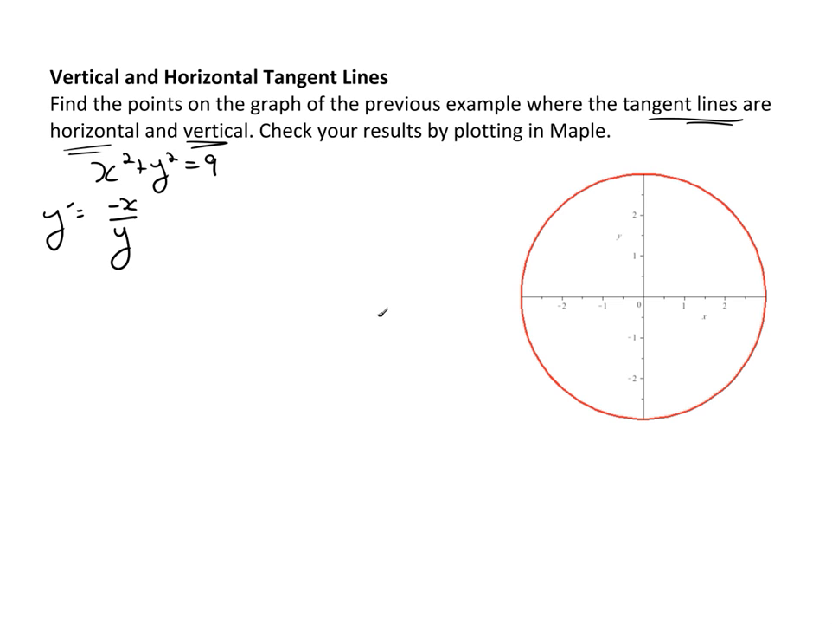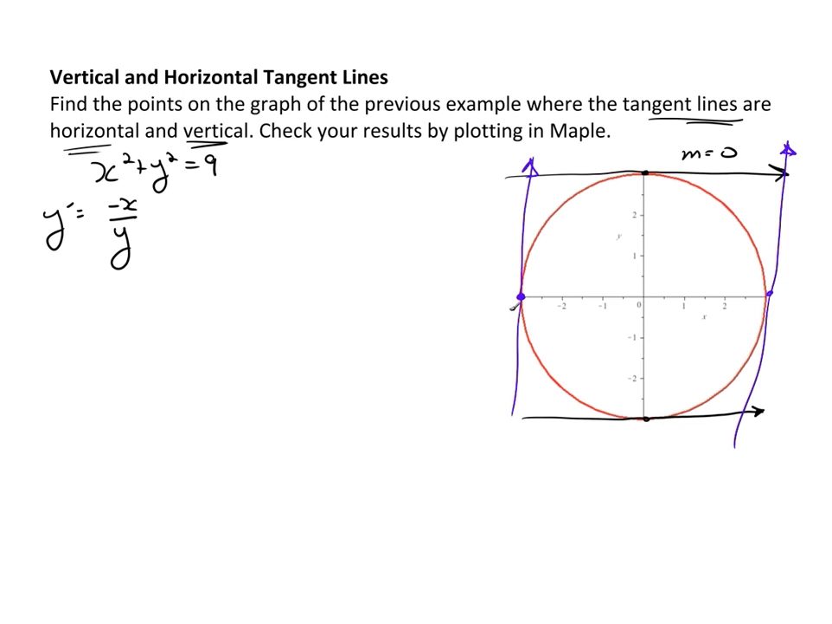Well, to be horizontal, I'm going to have two places where I have horizontal tangent lines. Here, clearly the slope m is equal to 0. And I have two options for vertical. That's only going to be here and here. Here, the slopes will be undefined. They don't exist. In other words, I'm going to have a real number over 0.